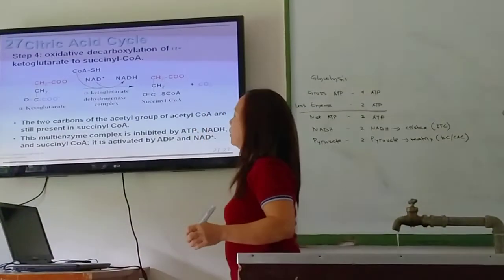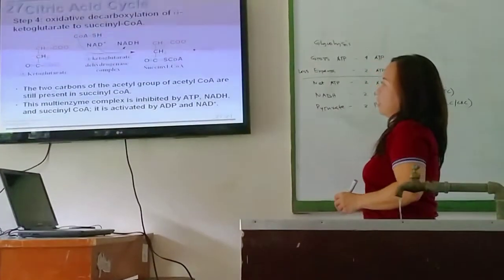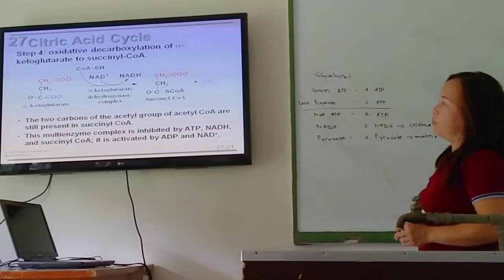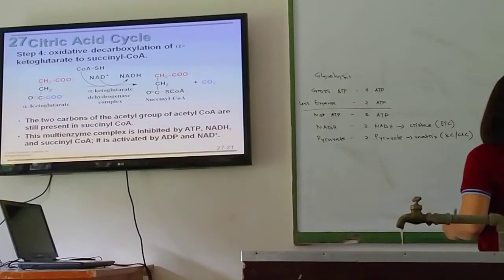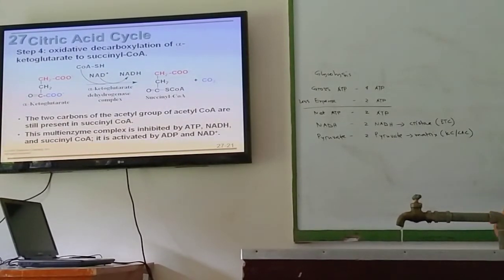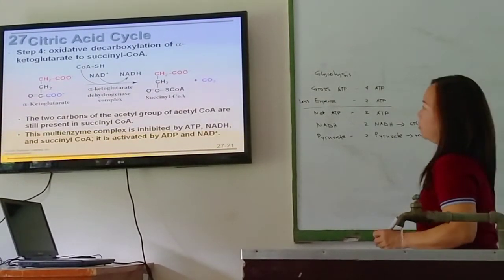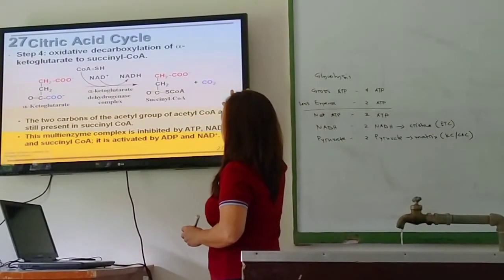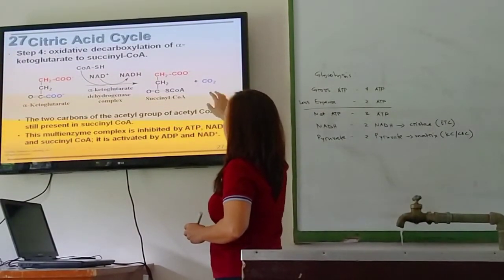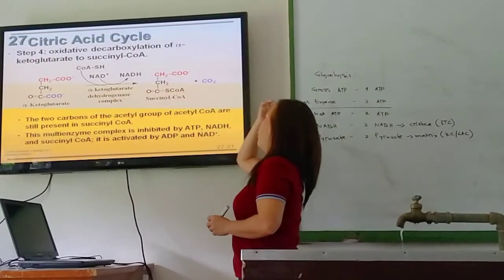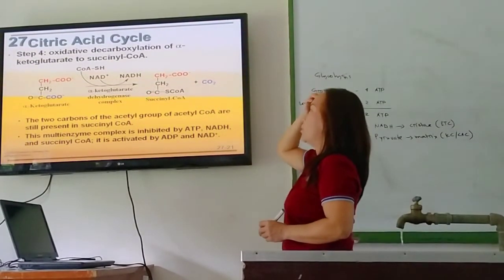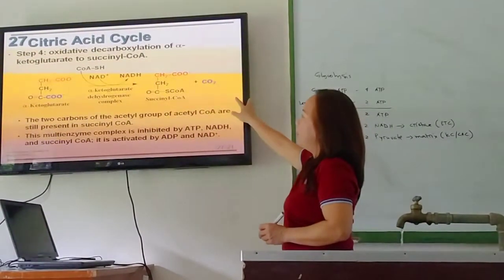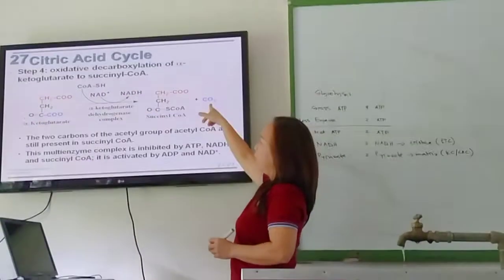Then step 4 is the oxidative decarboxylation of alpha-ketoglutarate to succinyl-CoA. So alpha-ketoglutarate to succinyl-CoA. Here, there is again release of carbon dioxide. Alpha-ketoglutarate will now form an intermediate product called succinyl-CoA, with the release of carbon dioxide.